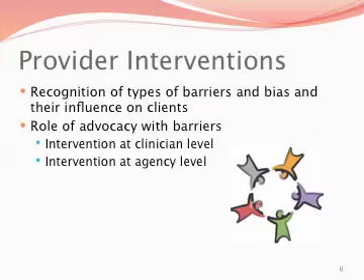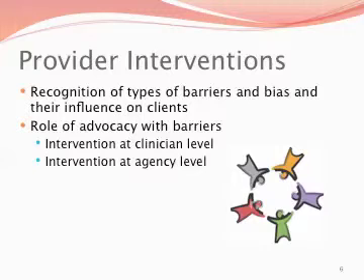Along with that, it is important to remember what types of provider interventions we can advocate for. One area is the recognition of types of barriers and bias and their influence on clients. With this recognition, we can then specifically advocate for clients at 2 levels. For specific advocacy at a clinician level, here we may serve as an advocate and liaison with other providers or systems to ensure adequate care for our client.